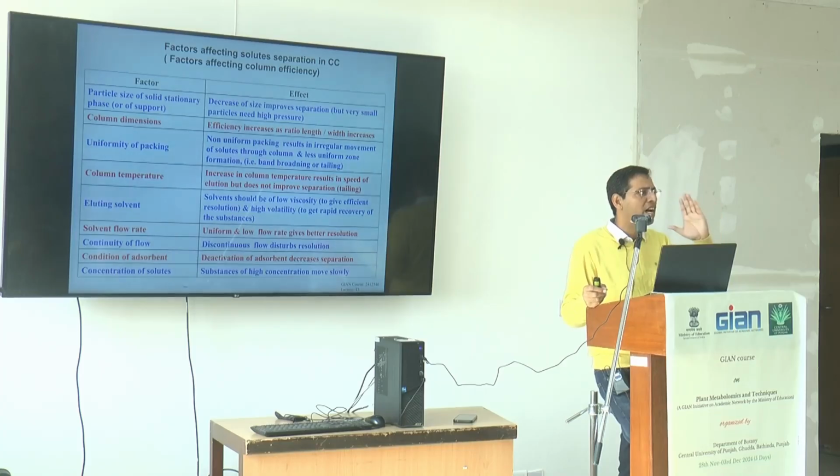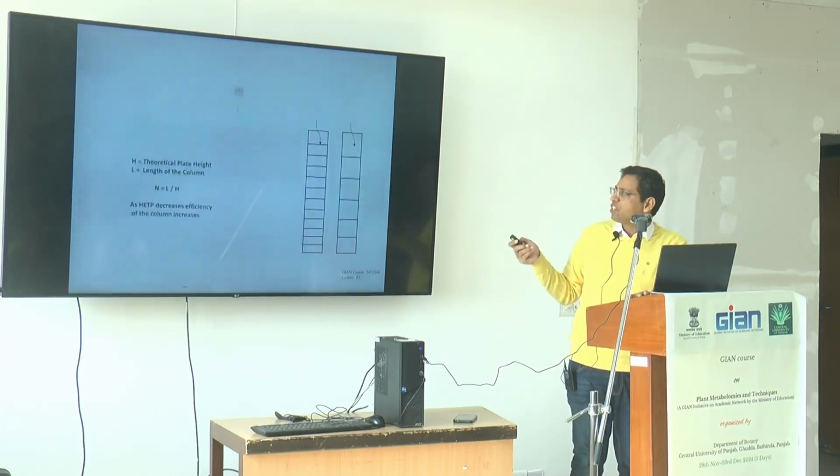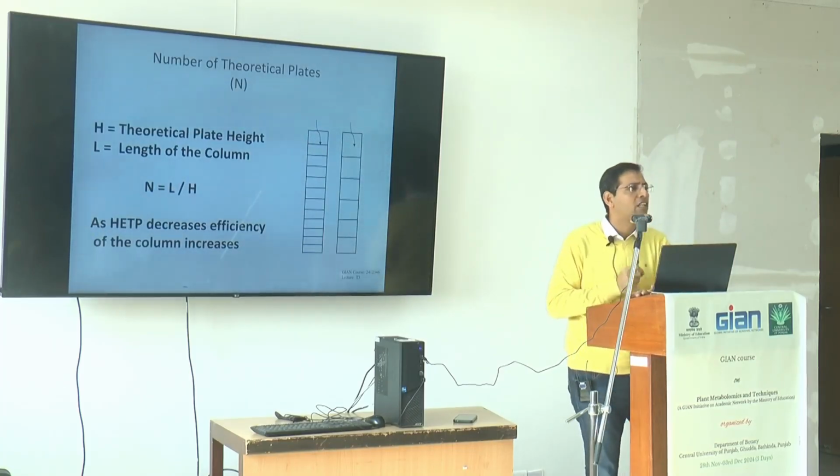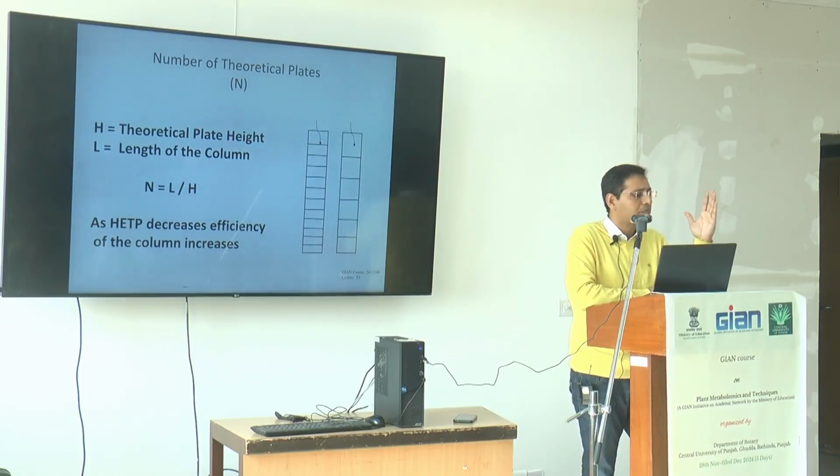Finally, you have to take care of all these parameters to improve the resolution. Otherwise, you will get something different here. So yes, now the picture is coming here. That is the number of theoretical plates. For every column we have to make some imaginary plates. These imaginary plates let us calculate how many plates are possible in that particular column. So here N is the number of plates, H is the theoretical plate height, L is the length of the column, and this HETP can decrease the efficiency of the column.